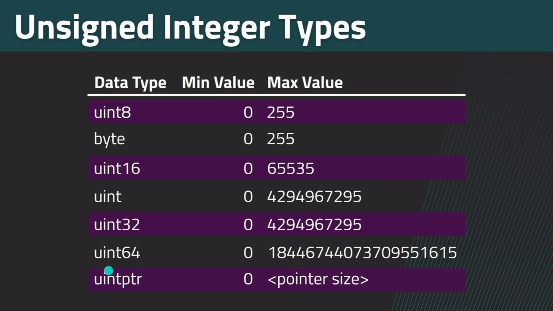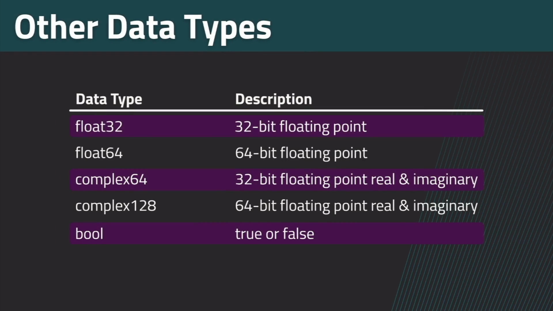At the bottom here, we have the uintptr, which stands for unsigned integer pointer. That will be the pointer size on your current architecture. What that means on 64-bit systems is the uintptr type will be a uint64. On 32-bit systems, it'll be a uint32, etc. Some other data types that are available are the float32, which is a 32-bit floating point number. Floating point numbers are just decimal points. We also have float64, which is a decimal point number with enhanced accuracy. We also have complex64 and complex128, which includes real and imaginary parts. And then we have a Boolean, which is simply true or false.